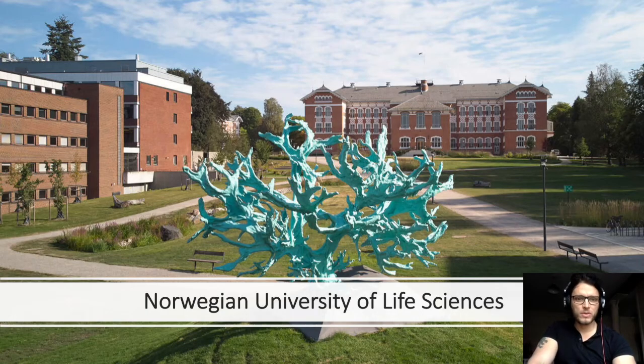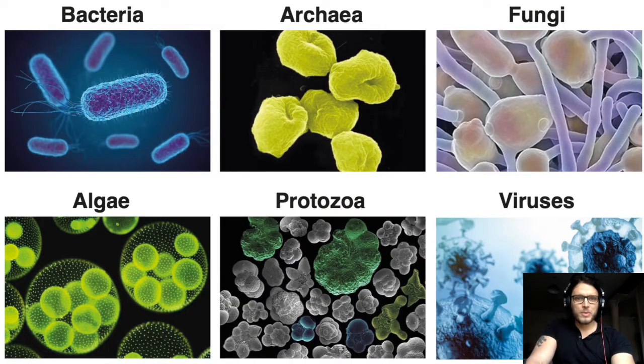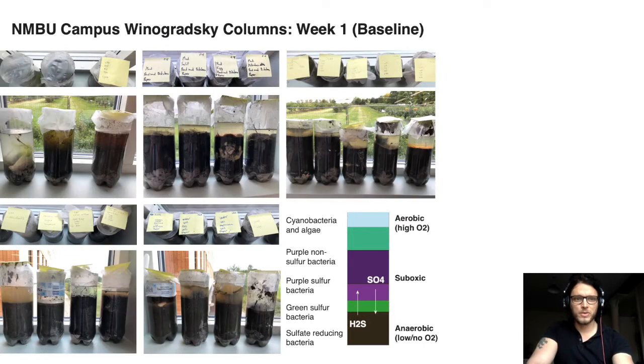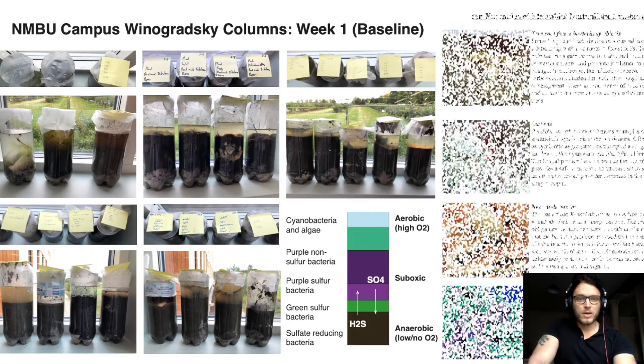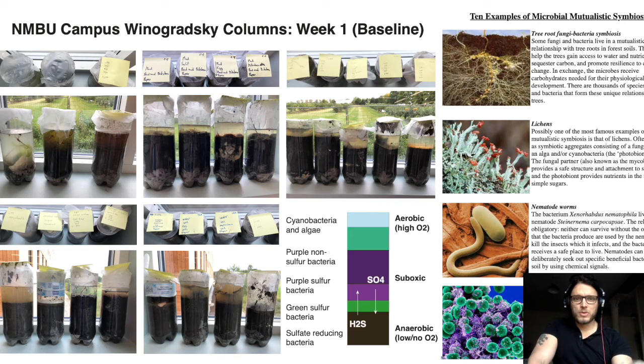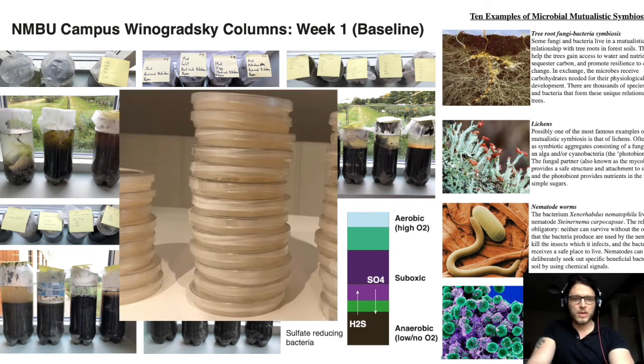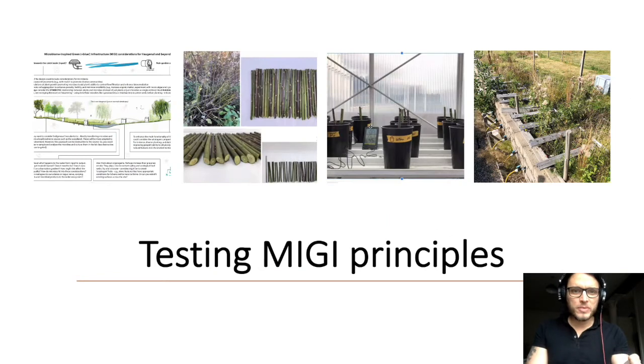Then I was invited to the Norwegian University of Life Sciences to integrate some microbial ecology considerations within their landscape architecture modules. We started off at a really basic level, understanding what different microbes are to start with, and then we built up the complexity as time went on. We created Winogradsky columns, explored different examples of mutualistic symbiosis, and did some culturing of microbes. It's really impressive because just after a few weeks of this microbial ecology training, the students have taken this knowledge and are applying it to their own projects, things like controlled trials of bioremediation and some wonderful designs as well.